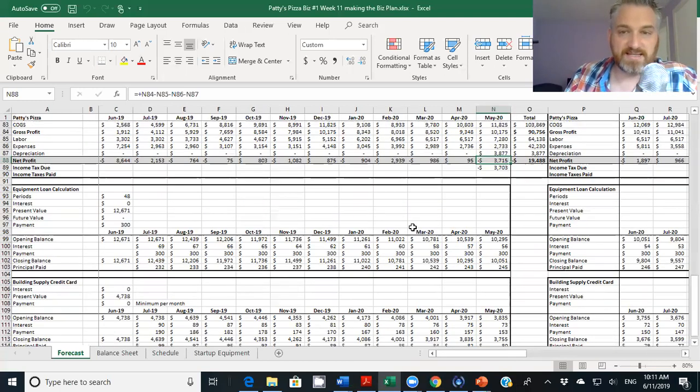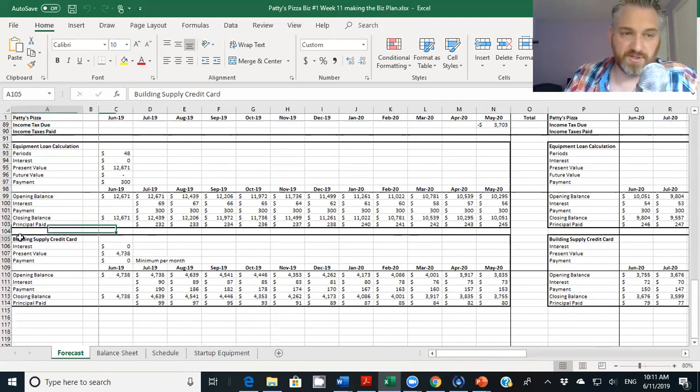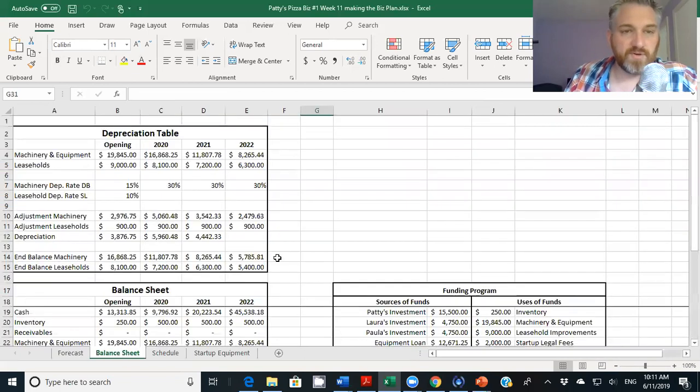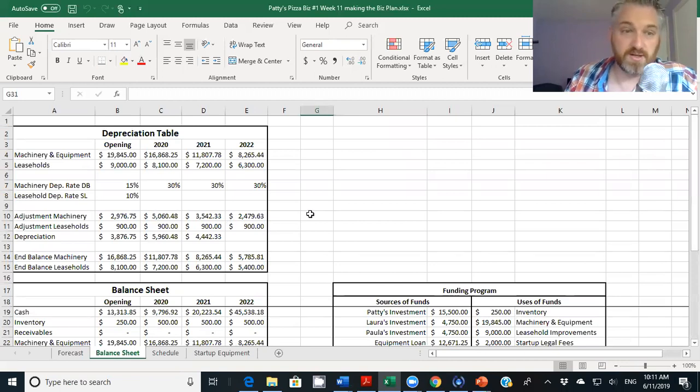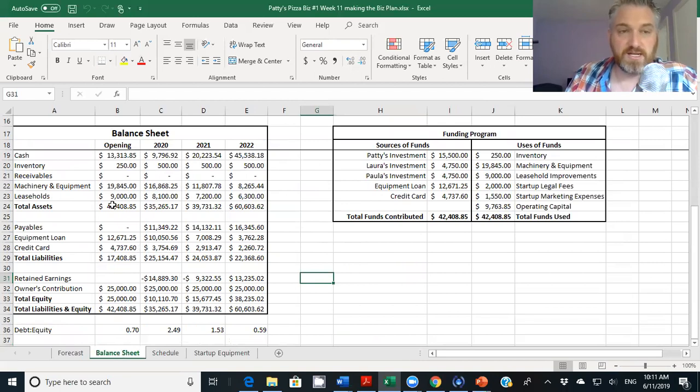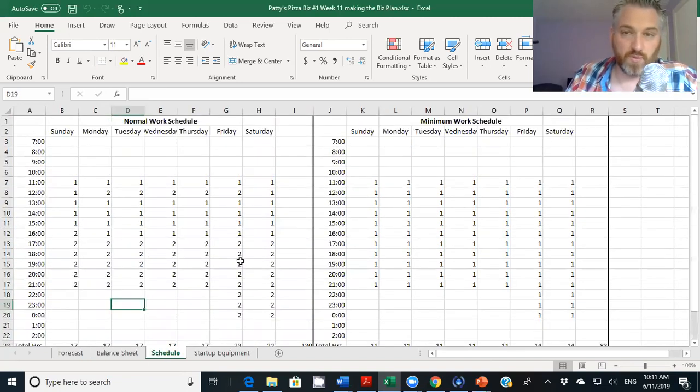Okay, and then we get into the actual loan calculations. And in this case, there's a building supply company credit card and an equipment loan. Over here on the next page, we have our depreciation tables, which we need in order to figure out depreciation expense for the income statement. But we also need that for our balance sheets. So we have an opening and then 3 years of forecast balance sheets. We have our debt to equity ratio, which is something that's discussed through the program, because this is one of the key things that bankers look at. And then we have our funding program, which has to do with the presentation that we're going to make to investors or lenders. You see over here, we have work schedules. So we actually have to plot out how many hours are we going to have during the week, how many people are we going to have on staff at different times of the week, et cetera, in order to create our labor expenses.